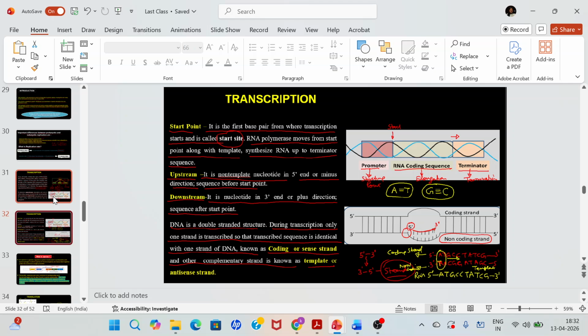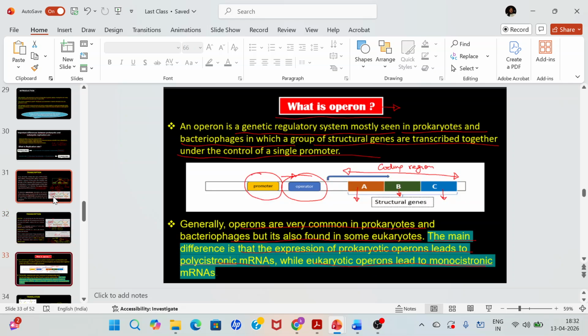Okay? So DNA is a double-stranded structure. During transcription, only one strand is transcribed, so that transcribed sequence is identical with one strand of DNA, known as the coding strand. The other, complementary strand is known as the template or antisense strand. The coding strand is called the coding strand because whatever strand is formed will be exactly similar to the coding strand, because both of them are complementary.